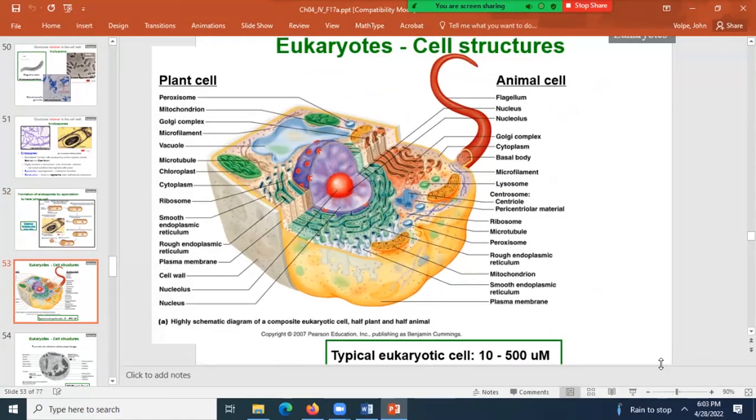Then you'll notice that there's many things that are the same, like the nucleus is in both plant and animal cells. Actually, the flagellum can be both in animal cells and plant cells. It is true it's more likely to be seen in an animal cell, but you can have a flagellum in plant cells. And the Golgi complex is found in both plant cells and animal cells.